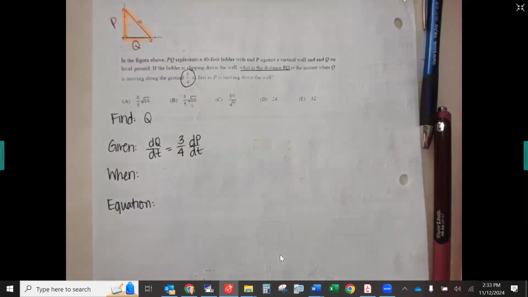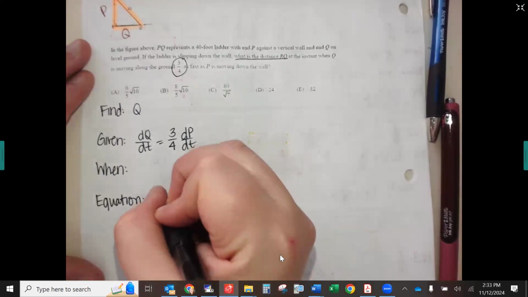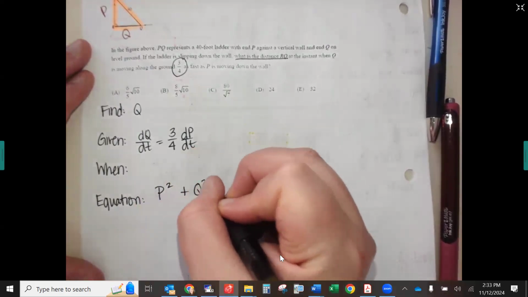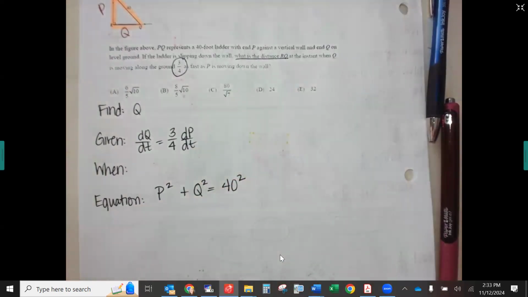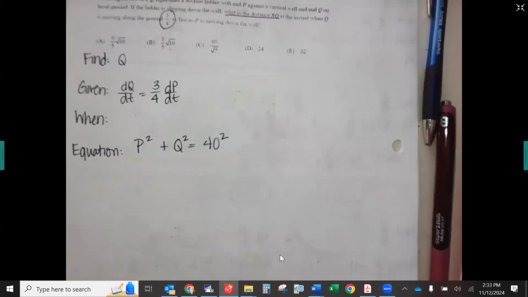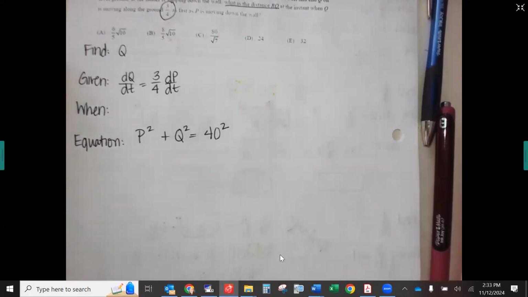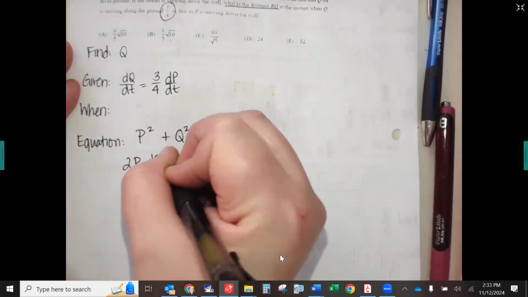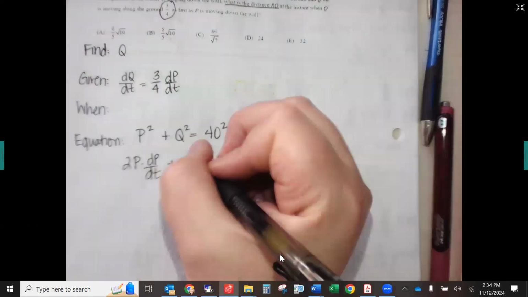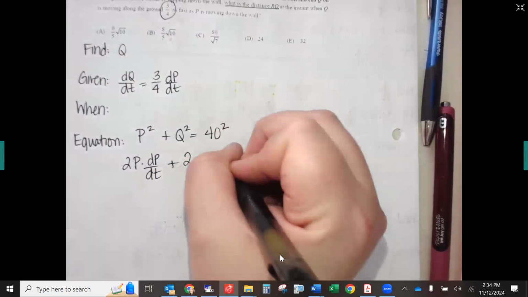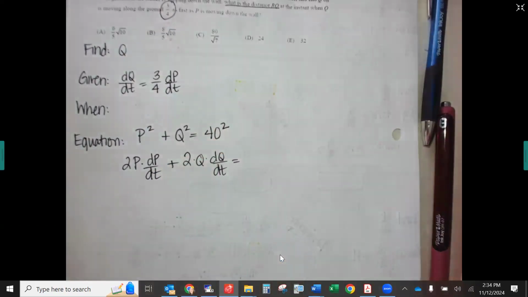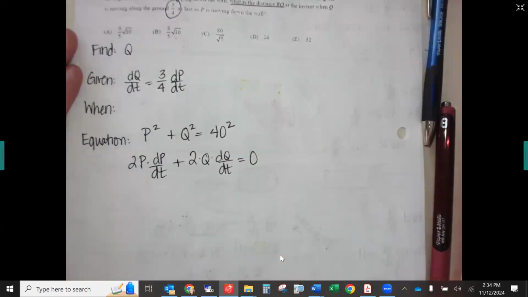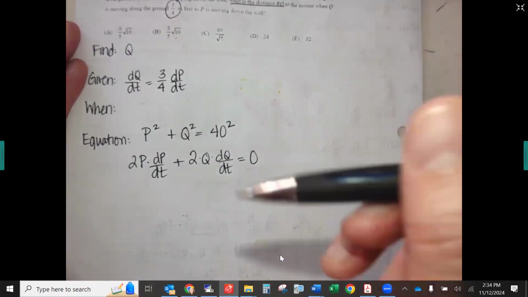All right, so what equation do you think that we're going to do? Three sides of a triangle. So in this case, it's going to be P squared plus Q squared equals 40 squared. All right, gentlemen, are we ready? We're about to take the derivative. This part's all normal. What's the derivative of P squared? There we go. Plus, what about the derivative of 40 squared? Zero.